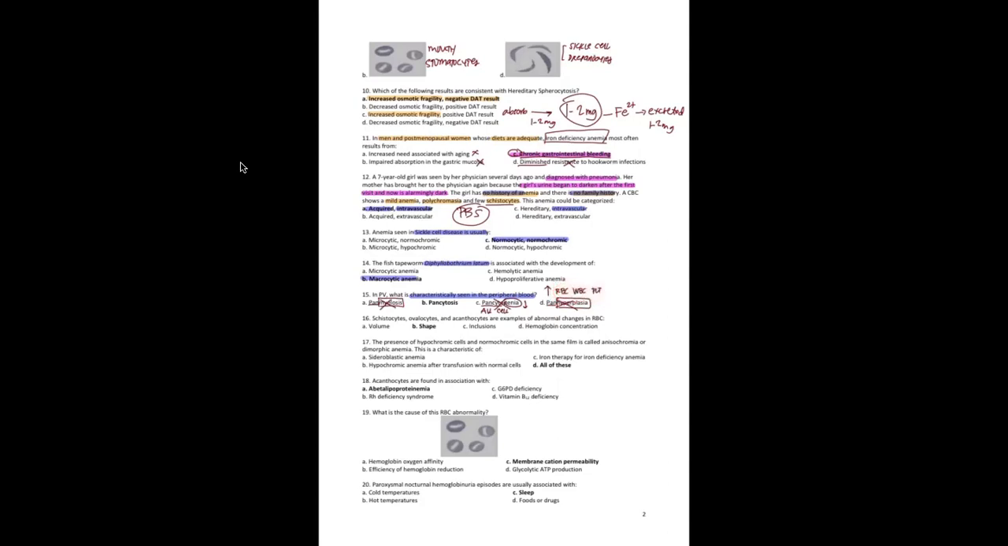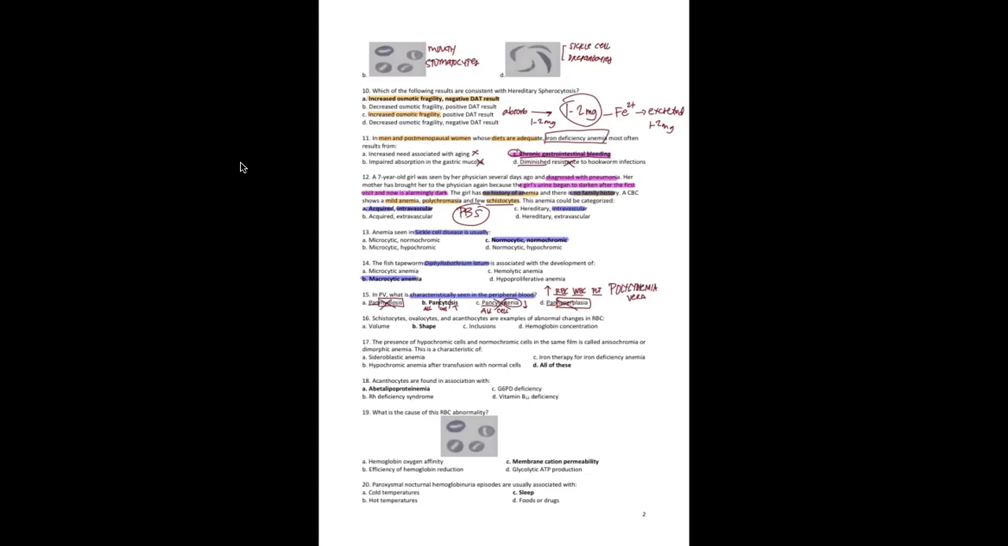Pancytosis. Pan means all, cyto means cell, and cytosis means an increase in all types of cell, which means your RBC, your WBC, and your platelets are increased. So that is your polycythemia vera. Now let's go to number 16.